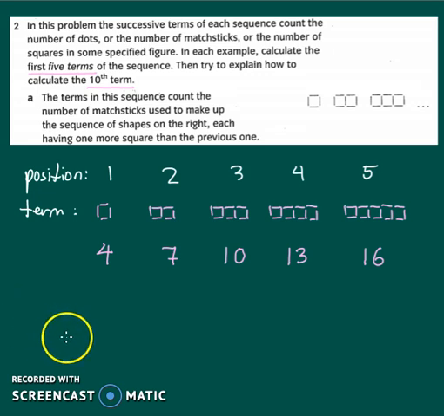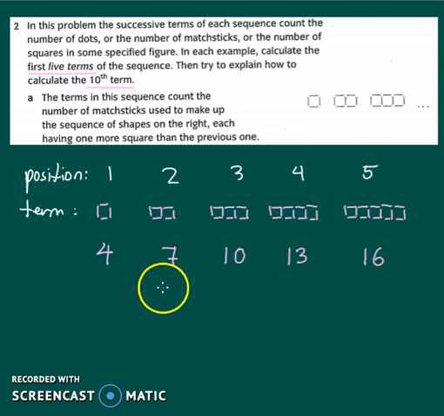Now the question says, try to explain how to calculate the 10th term. So let's think about it. We started off with 4, and for each subsequent term we added 3 more. So for the second term we added 3 once. For the third term we added 3 twice to the original square. For the fourth term, we added 3 three times to the original square.